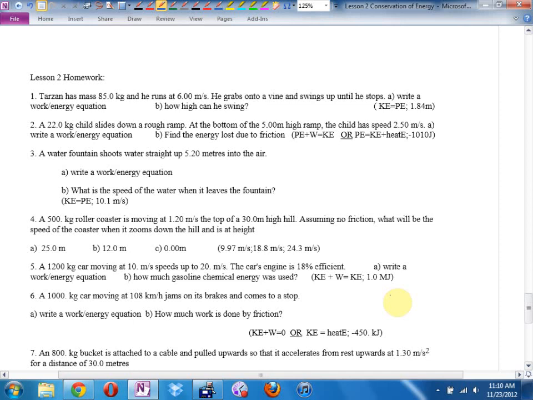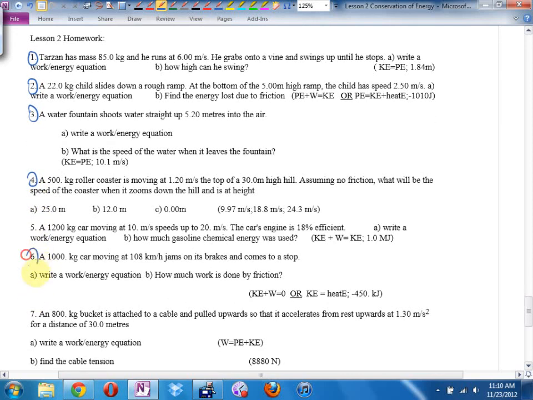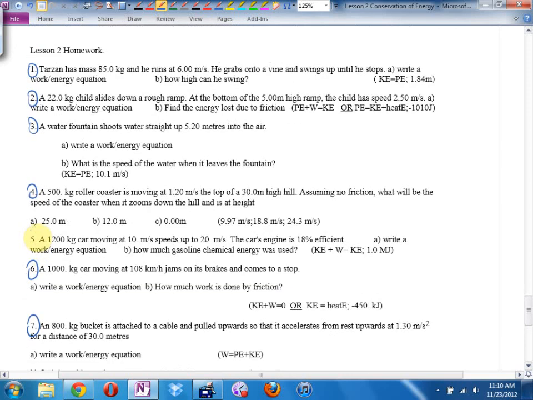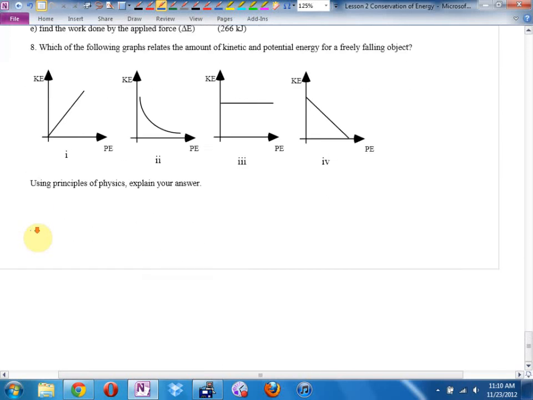So I'm going to say we can try number 1. This is what I'm eventually going to assign on Monday, but you can try seeing how many of these you can do right now. Number 2, number 3, 4 is good, 6 is good, skip 5, 7 is good. So skip 5 and skip 8 is where we're at right now.